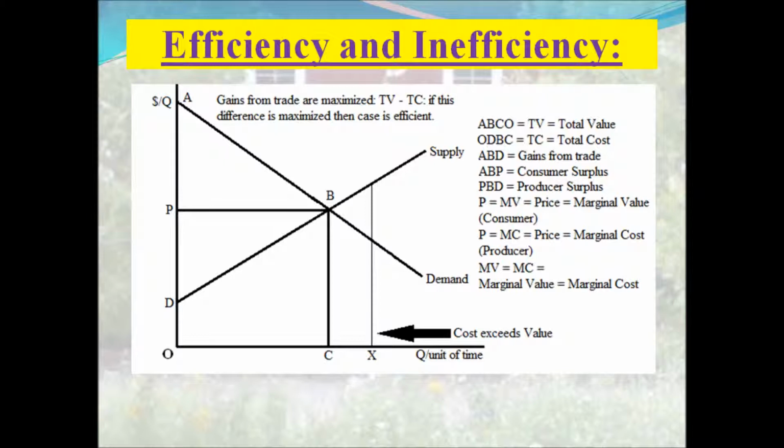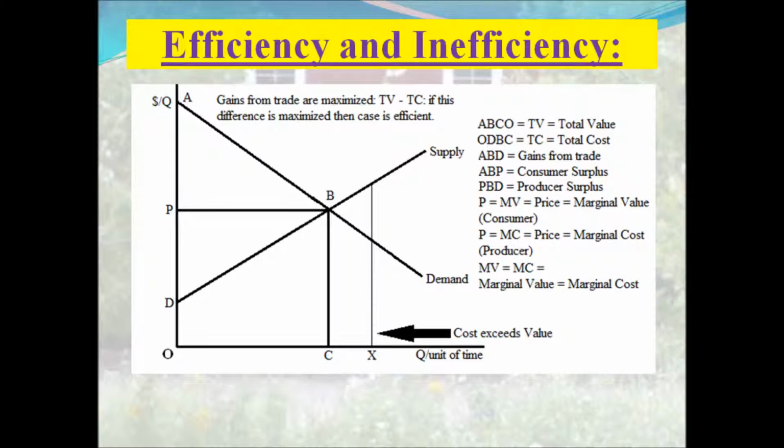the area set up by A, points B, point C, point O is what's known as the total value, or TV. The area set up by O, D, B, and C equals the total cost, or sometimes just called TC for short. The area shown by A, B, D is the gains from trade.